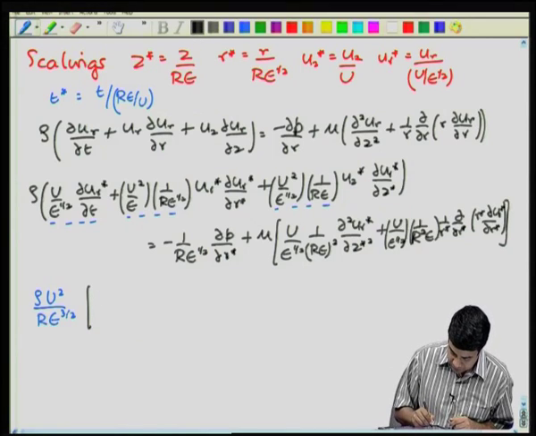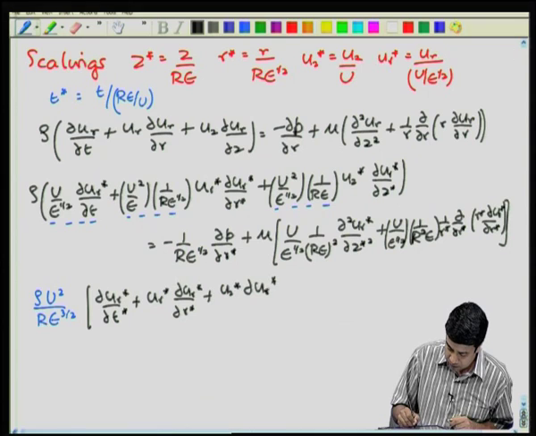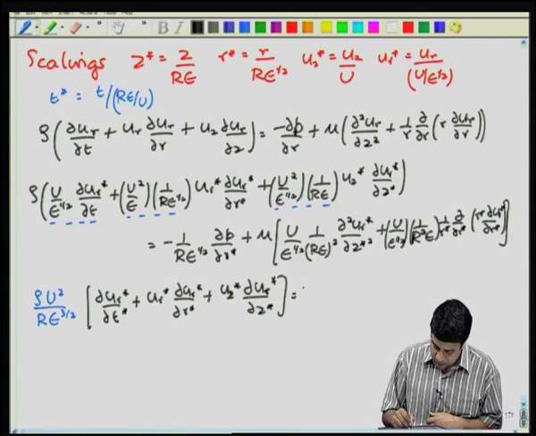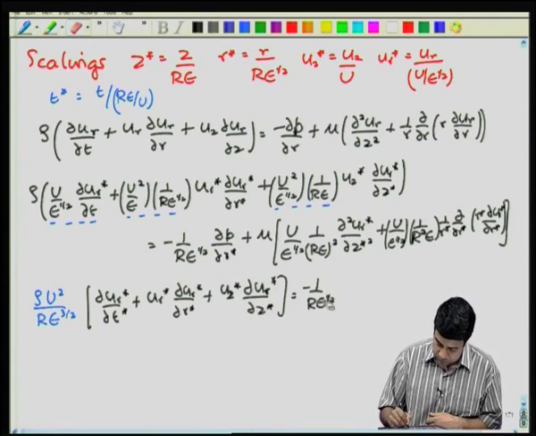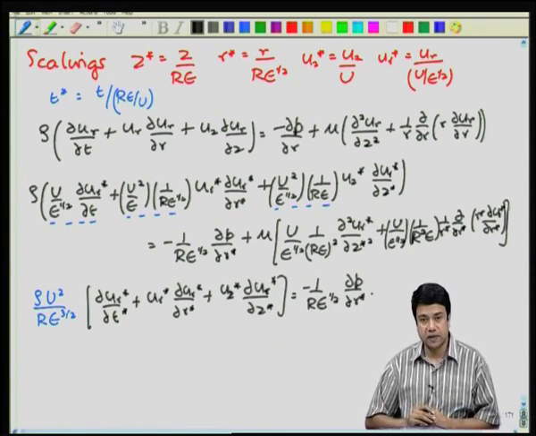into partial u r by partial t plus u r partial u r by partial r plus u z partial u r by partial z, is equal to minus 1 by r epsilon power half partial p by partial r star. Haven't scaled the pressure yet.